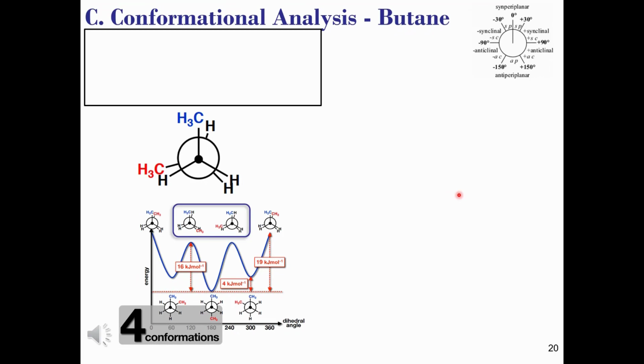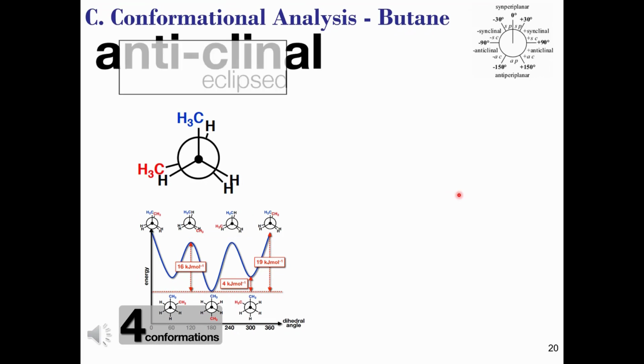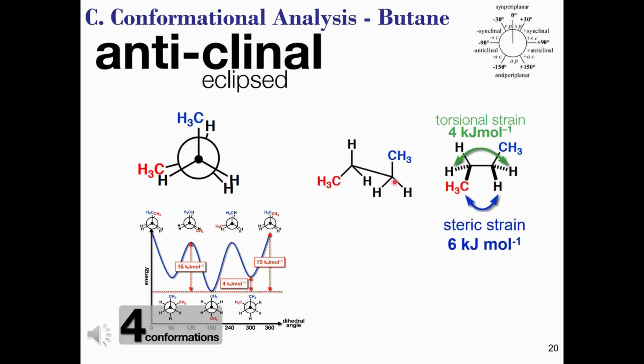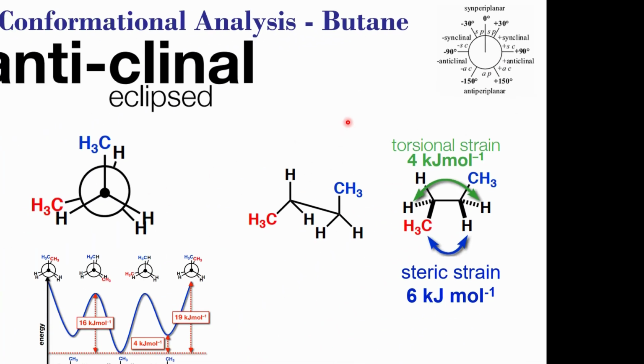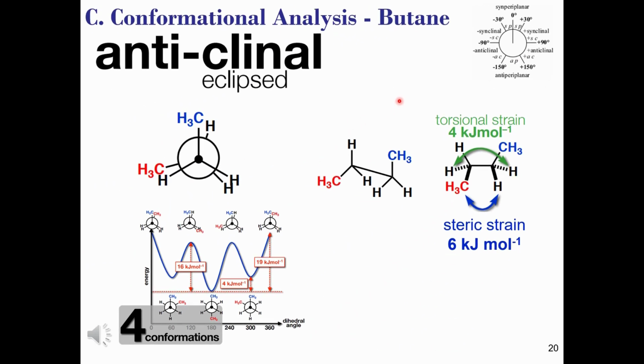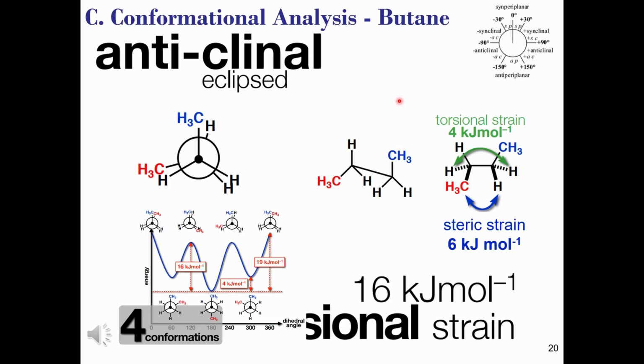These are called anticlinal conformers, and the reason they're so called is because, again, the anti refers to the methyl groups being on opposite sides of the carbon 2-3 bond, but the use of the phrase clinal refers to the idea that they have a torsional angle of between plus 90 to 150 degrees or minus 150 to minus 90 degrees. Anyway, the torsional strain and the steric strain combined is what adds up to that 16 kilojoules of energy.